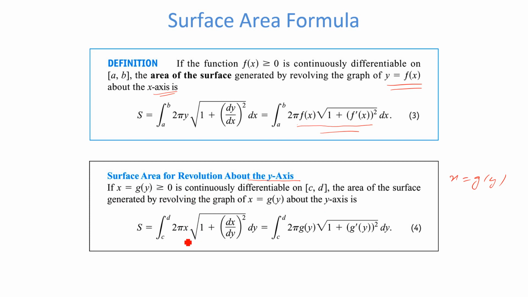Then this formula is modified like this, which is given in equation number 4. 2 pi x. Now in this case, radius is going to be x instead of y. And the arc length is square root of 1 plus dx by dy squared dy. So this is the formula for the surface generated by revolving around the y-axis.